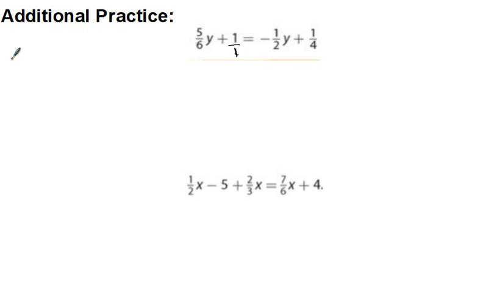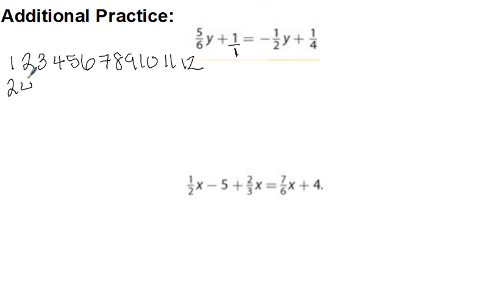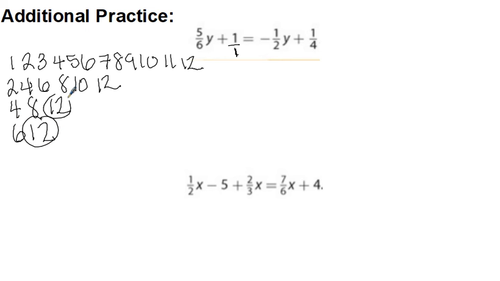So if you listed them, you get 1, 2, 3, 4, 5, 6, 7, 8, 9, 10, 11, 12. For 2's, 2, 4, 6, 8, 10, 12. 4 would be 4, 8, 12, and then 6 would be 6 and then 12. The reason I stopped there is because we should have said that it was 12. So we're going to multiply this whole thing by 12 over 1.